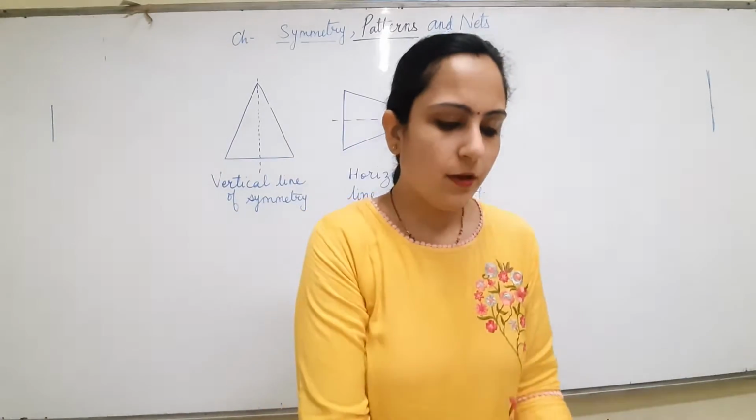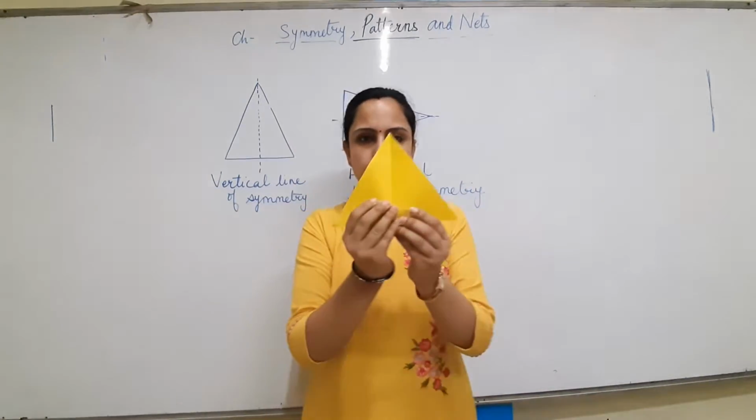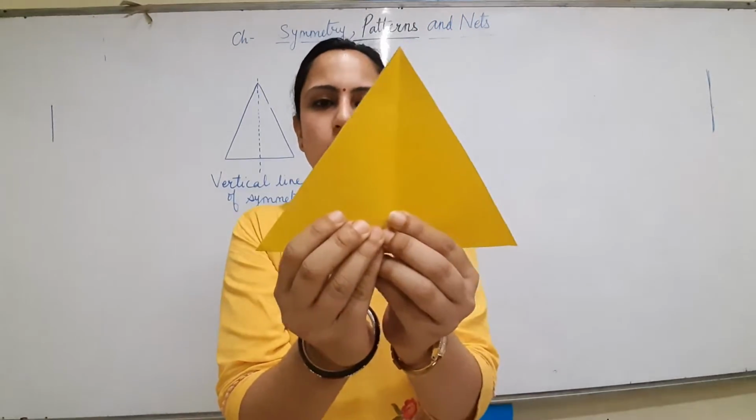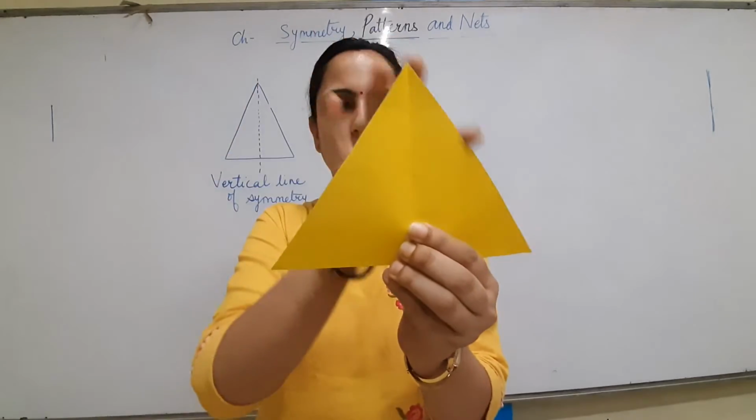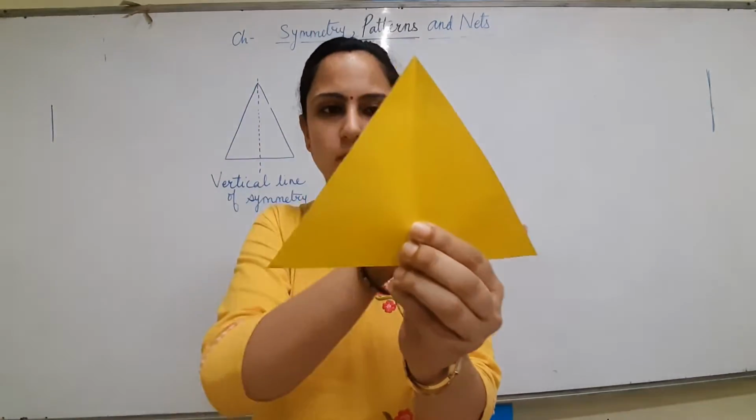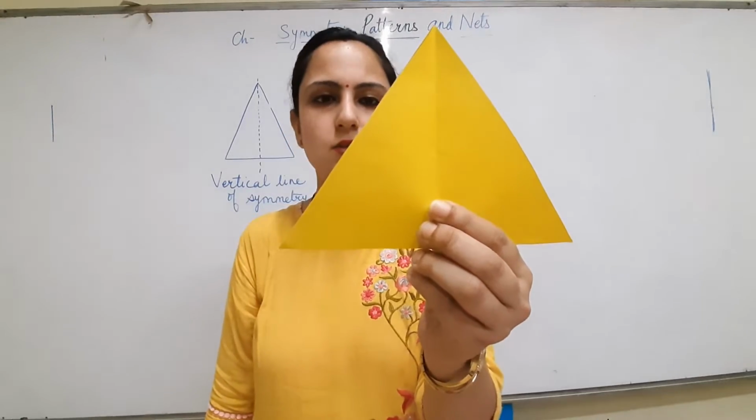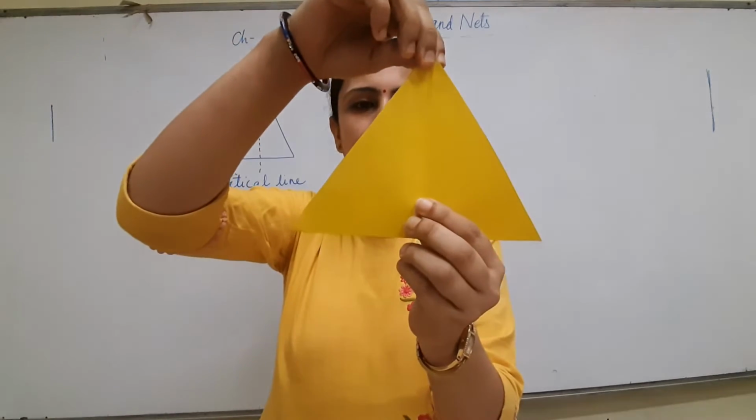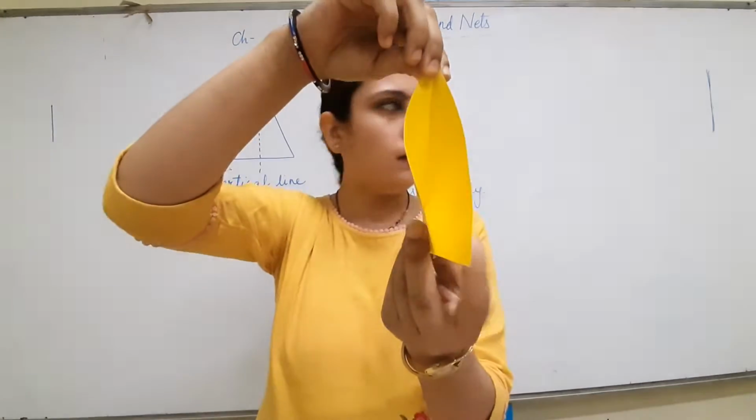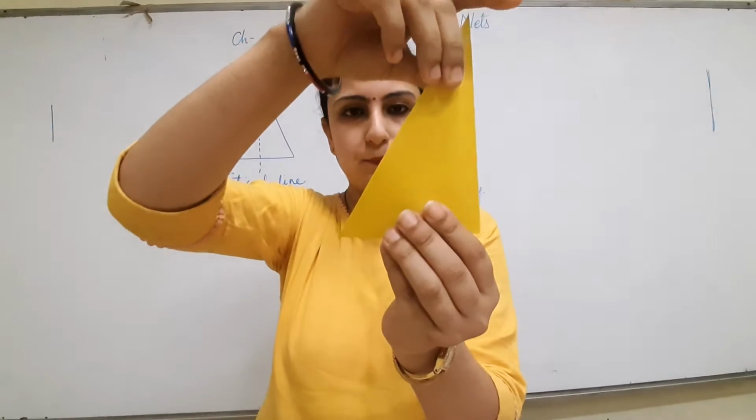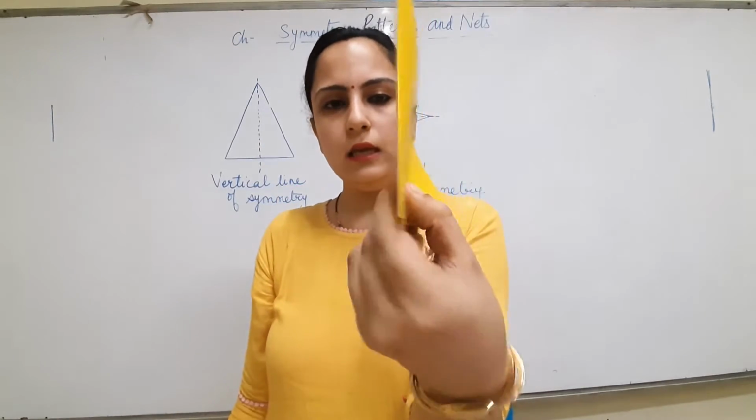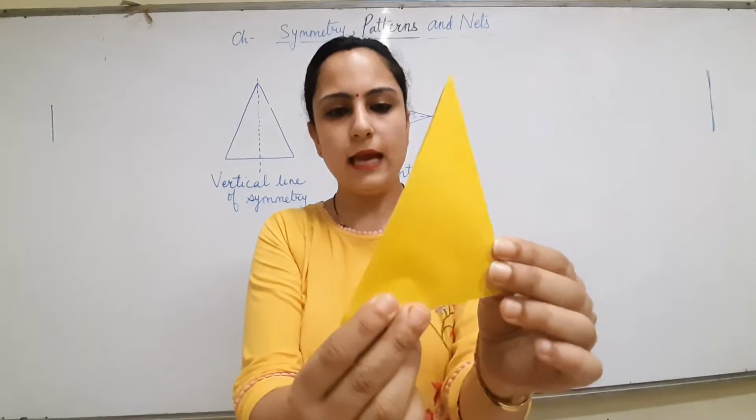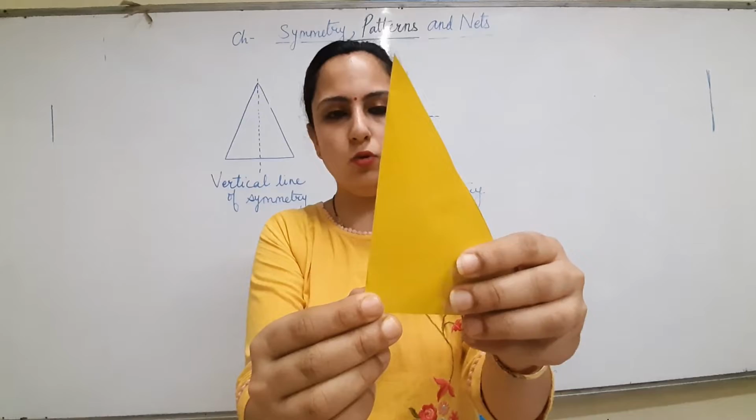Suppose I have this isosceles triangle. This is an isosceles triangle in which two sides of the triangle are equal. These two. Now what will happen if I fold this isosceles triangle like this? You can see it exactly overlaps. It is exactly overlapping its own shape.